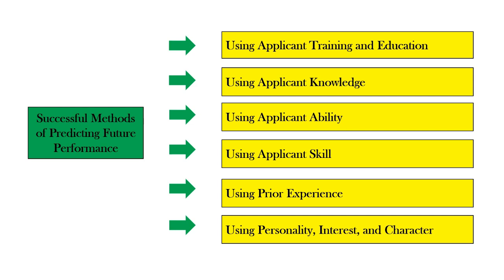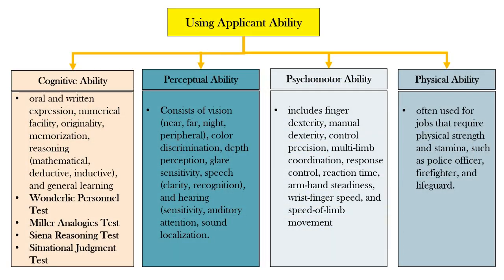For the applicant ability, we can check the cognitive ability, the perceptual ability, psychomotor ability, and physical ability. Cognitive, of course, we're talking about oral and written expression, and the others. We can use the Wonderlic Personnel Test, the Miller Analogies Test, the Siena Reasoning Test, and the situational judgment test in assessing the cognitive ability of a person.